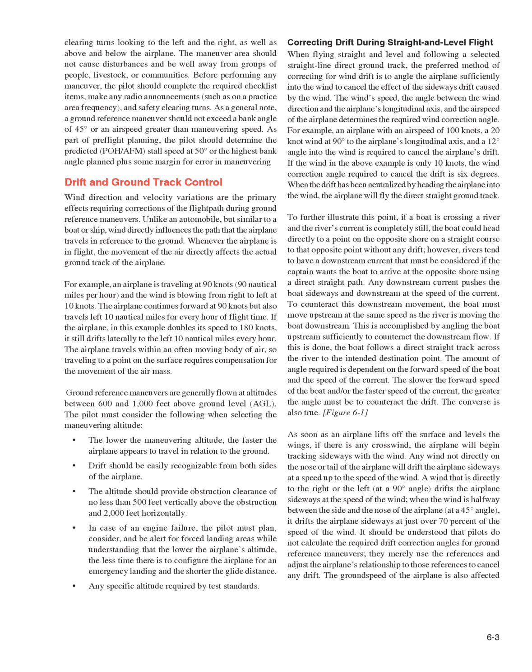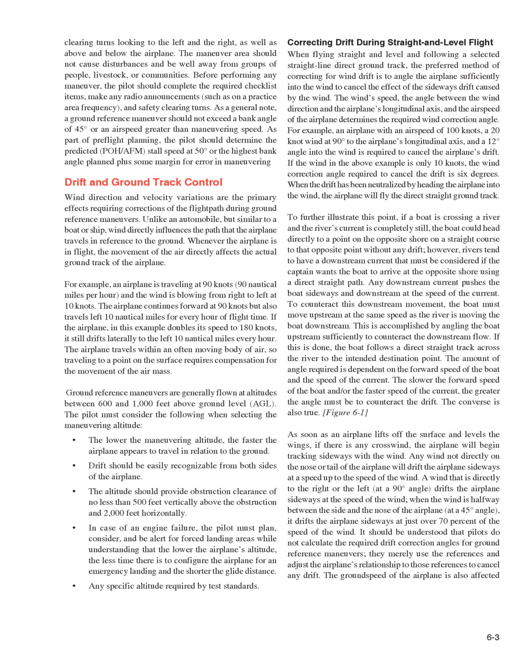For example, for an airplane with an airspeed of 100 knots and a 20-knot wind at 90 degrees to the airplane's longitudinal axis, a 12-degree angle into the wind is required to cancel the airplane's drift. If the wind in the above example is only 10 knots, the wind correction angle required to cancel the drift is 6 degrees. When the drift has been neutralized by heading the airplane into the wind, the airplane will fly the direct straight ground track.